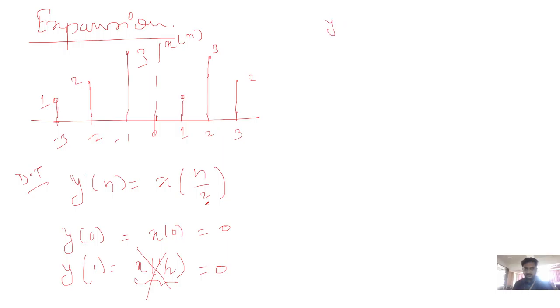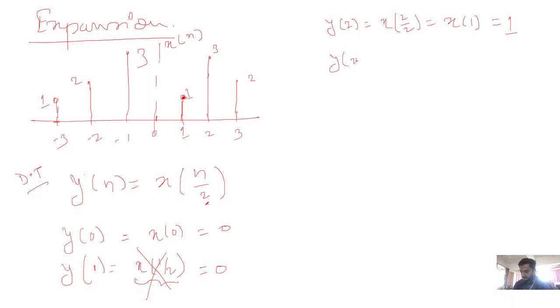Okay, so y of 2, what is y of 2? x of 1, right? x of 2 by 2 is going to be x of 1, which is going to be, this is 0, not 0, so sorry, this is 1. Is not a 0, this is 1. Okay, PPT actually makes the mistake over here. If I do something like this, it creates problem. So this is 1, and therefore this is going to be 1.